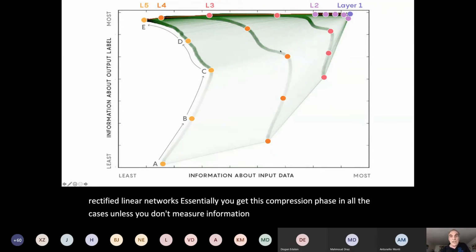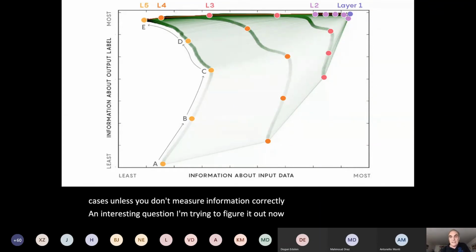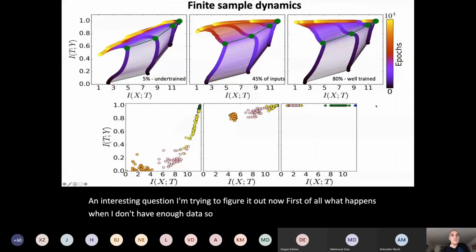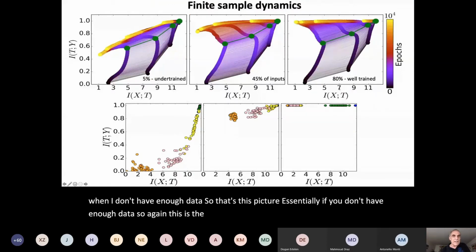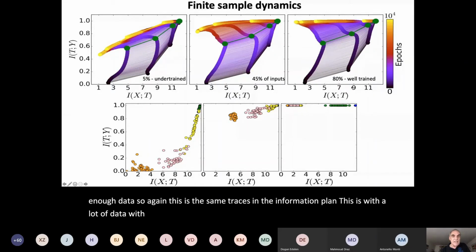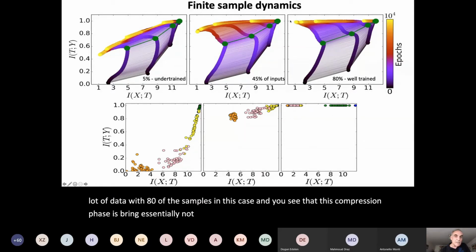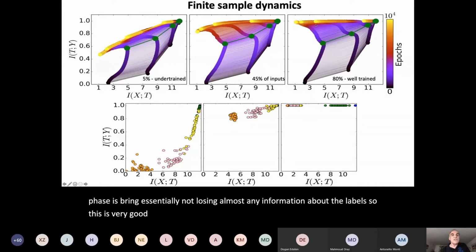And the interesting question I'm trying to figure out now, first of all, is what happens when I don't have enough data? So that's this picture. Again, this is the same traces in the information plane. This is with a lot of data, with 80% of the samples in this case, and you see that this compression phase is essentially not losing almost any information about the label. So this is very good generalization, because there's essentially good prediction of the label. Then mutual information about the label is a bound on the generalization error.